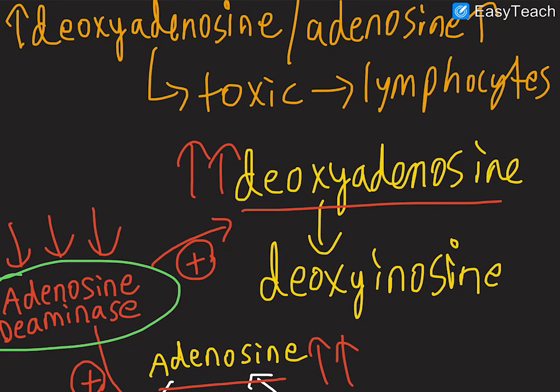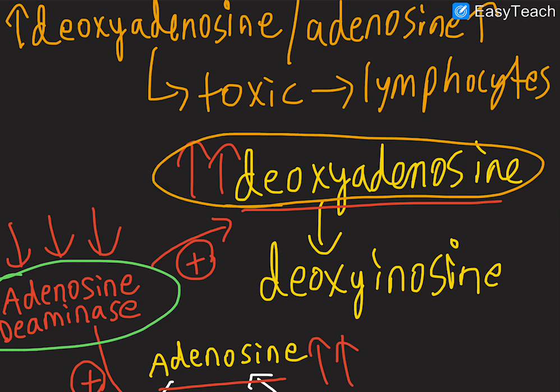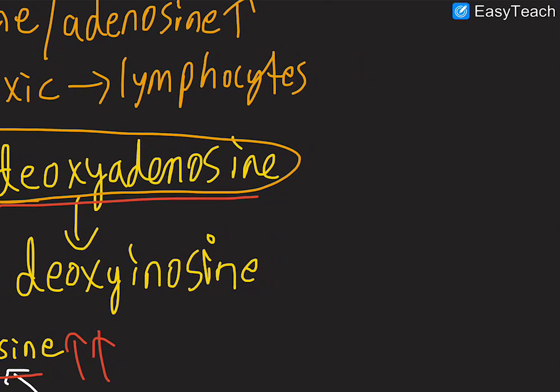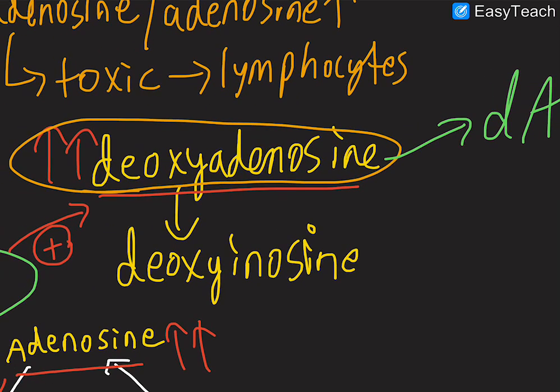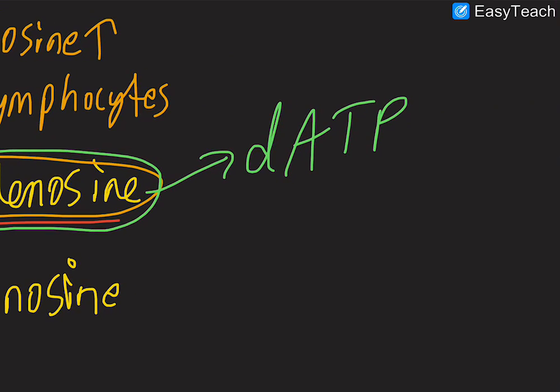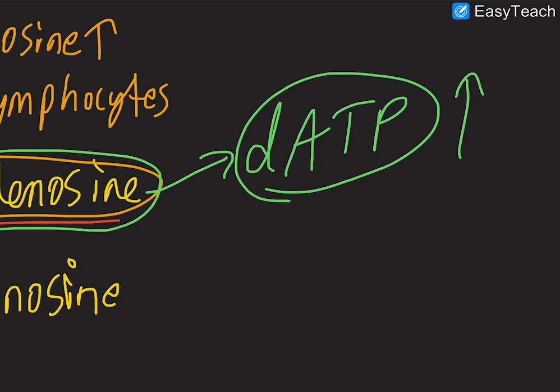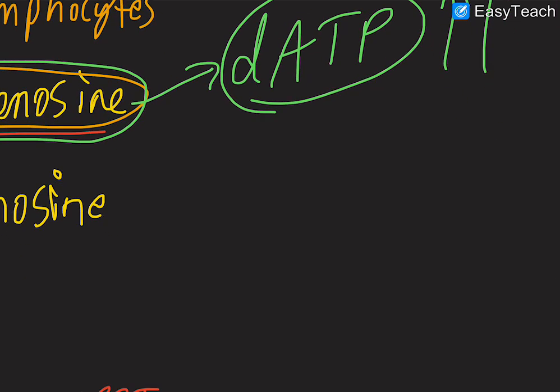And also, because we have a buildup of deoxyadenosine, deoxyadenosine can get phosphorylated, specifically get 3 phosphates added to it and turn into deoxyadenosine triphosphate, or dATP. So it's basically deoxyadenosine with 3 phosphates. Now, why is an elevation in dATP bad?